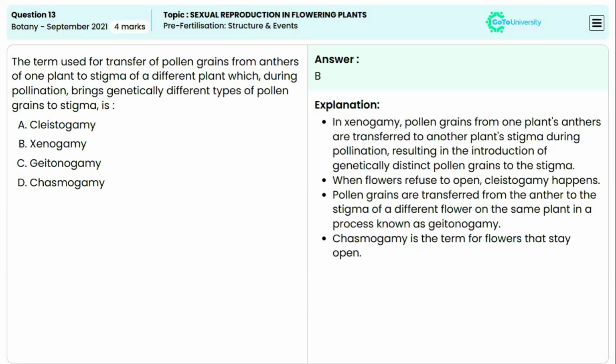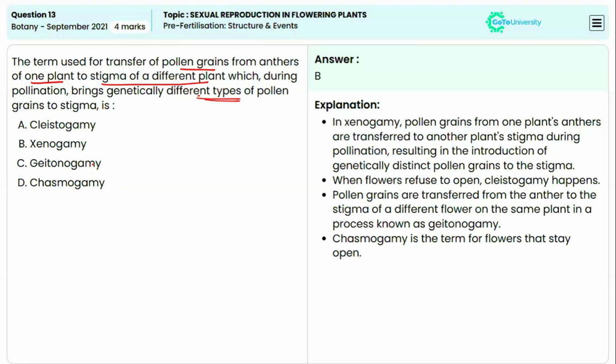Now, moving to the next question. This is also from the topic related to pollination. And here the question is: the term used for transfer of pollen grains from anthers of one plant to stigma of a different plant, which during pollination brings genetically different types of pollen grains to stigma.